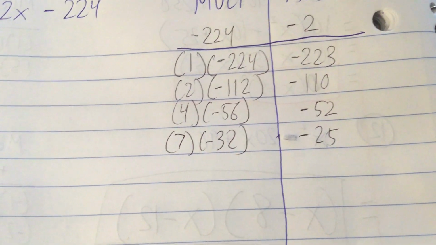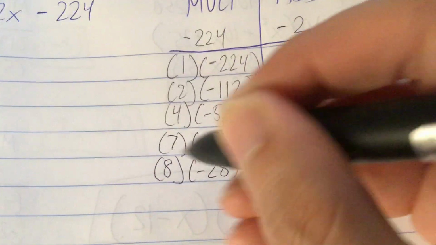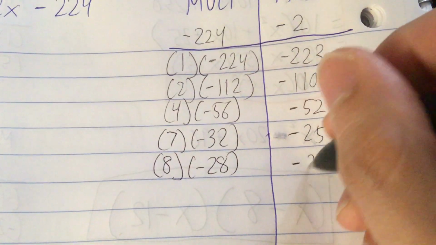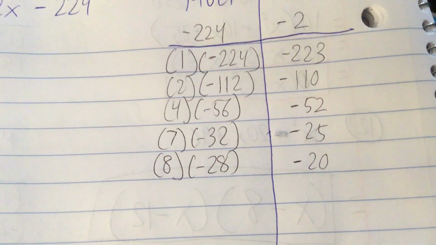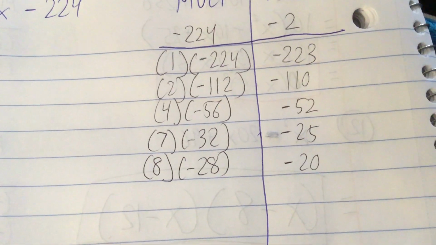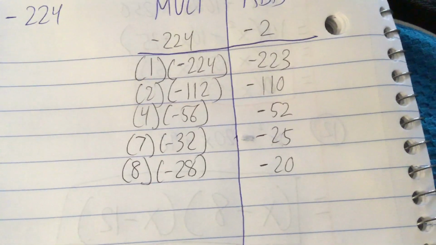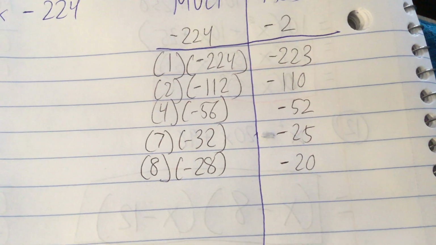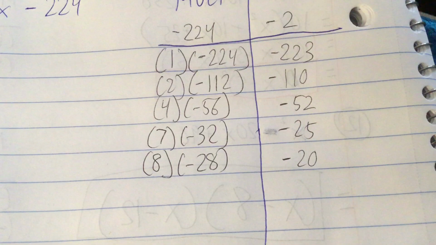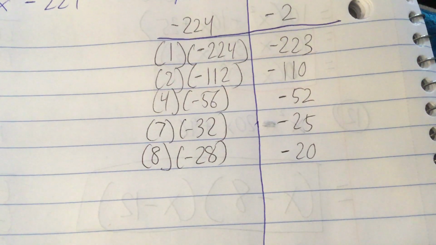I have a feeling that's going to work. 28. 8 times negative 28. They multiply to negative 224, but they add to negative 20. Okay. 224 divided by 9 is a decimal. 224 divided by 10, it doesn't end in a 0, so I know that's a decimal. Let's try 224 divided by 11. It's also a decimal. 224 divided by 12. Decimal, 18.6 repeating. 224 divided by 13. 17 point something, that's a decimal.